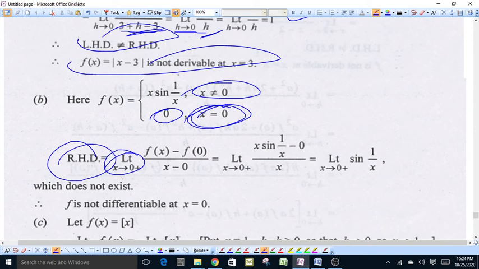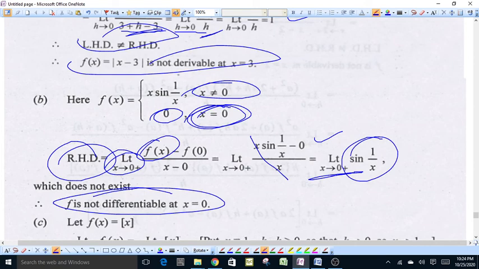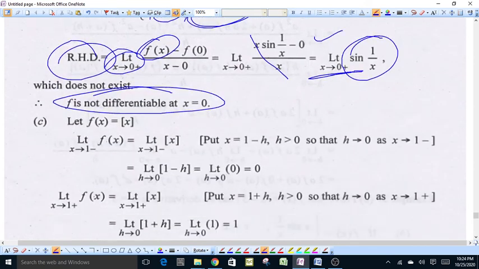This limit will be equal to, by putting the value of f(x), which is x sin(1/x), minus f(0), the value being put, upon x. This will be equal to, the x cancels out, the limit of sin(1/x), and the limit of sin(1/x) does not exist as x goes to 0. Therefore the right hand derivative of this function does not exist, therefore the function is not derivable at x = 0.